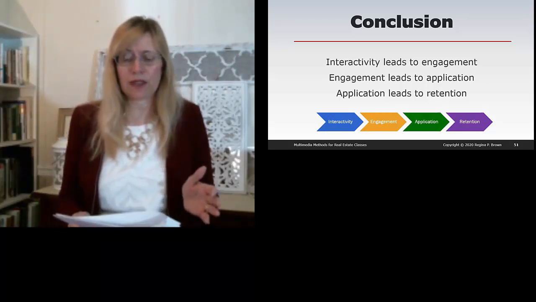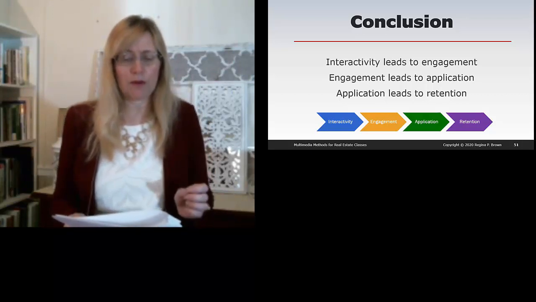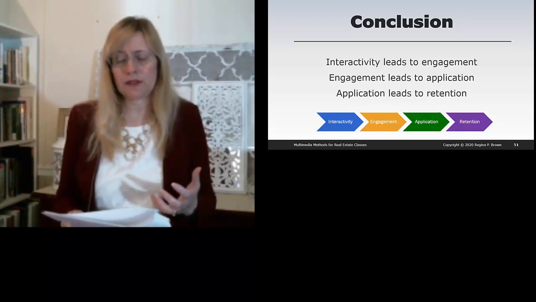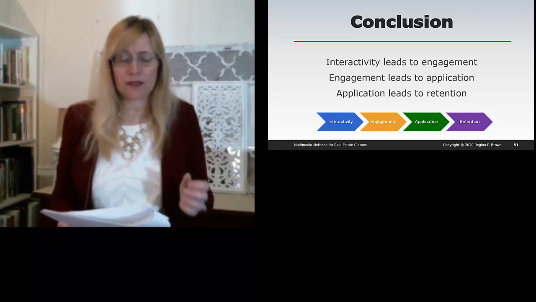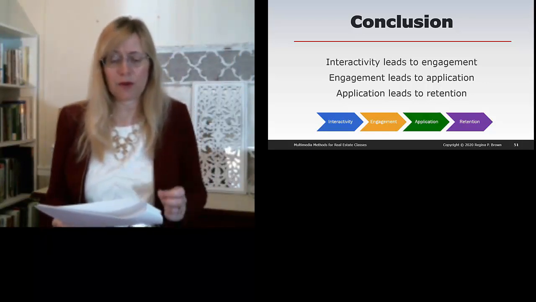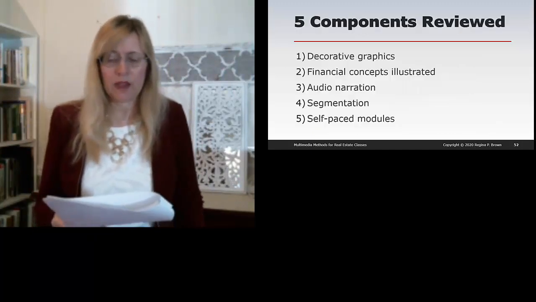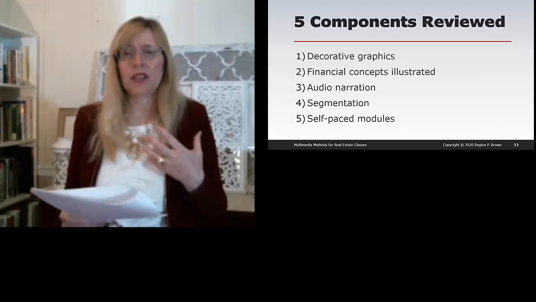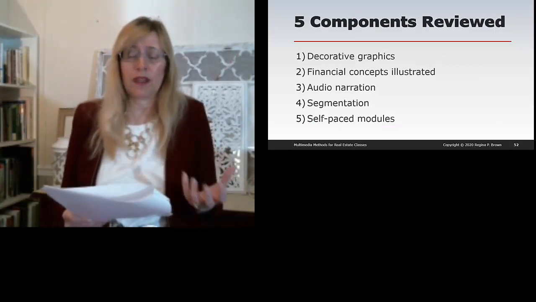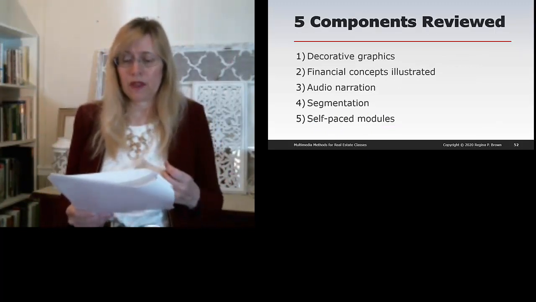First, decorative graphics that enrich the course content by providing relatable subjects and a humanistic touch. Second, financial concepts illustrated as tables, charts, or graphs provide grounding for the lesson. Third, audio narration substitutes for a live instructor by bringing a human element, which can help motivate students.